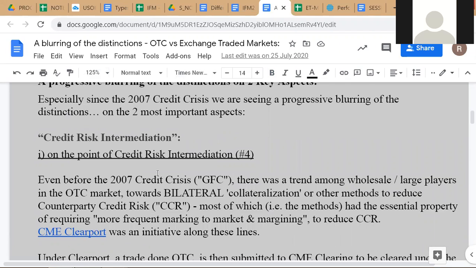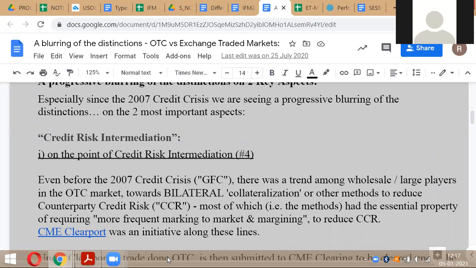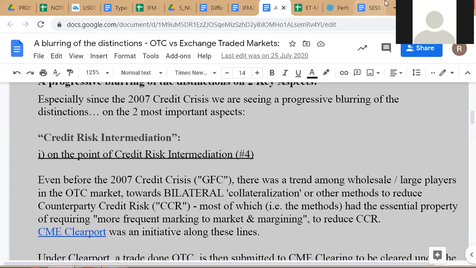So credit risk intermediation, as I told you, is the term that you have to learn. This is a term of art, what we call jargon. I mean, the less charitable term is jargon. When somebody says something like this, it sounds like a big word, but it just refers to that function that is being performed by the exchange clearinghouse.